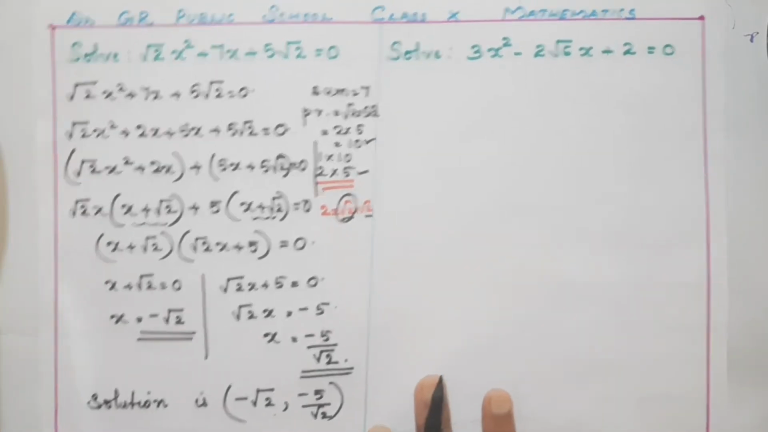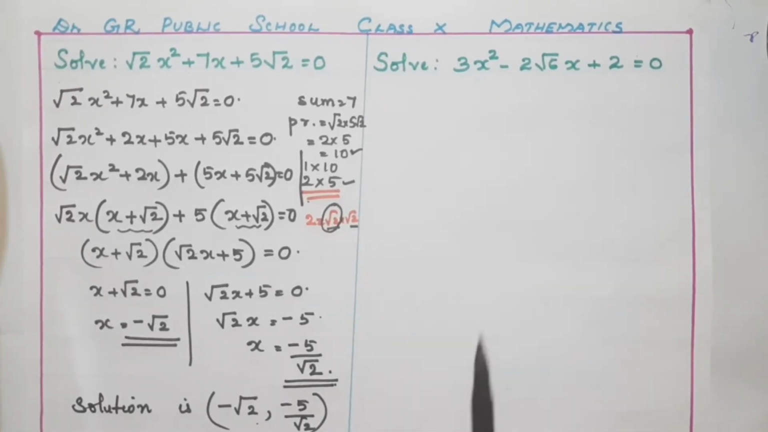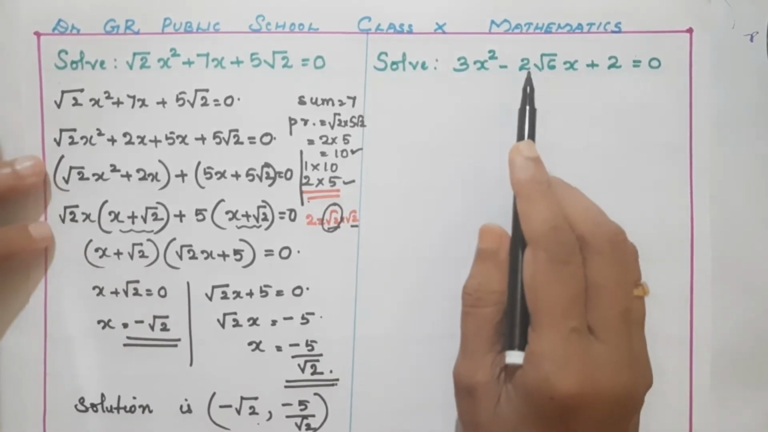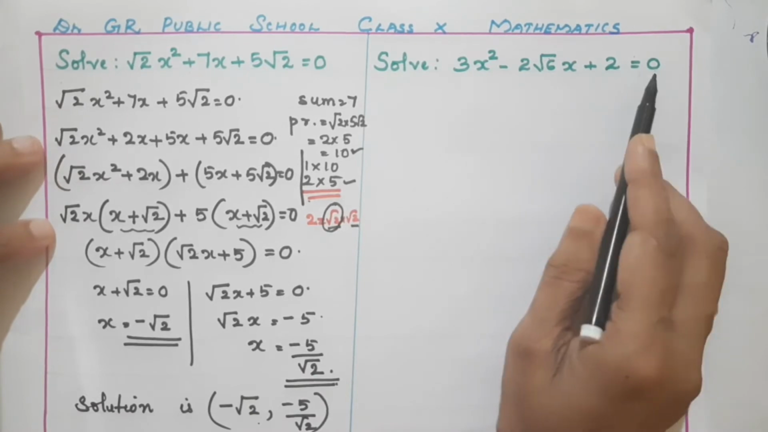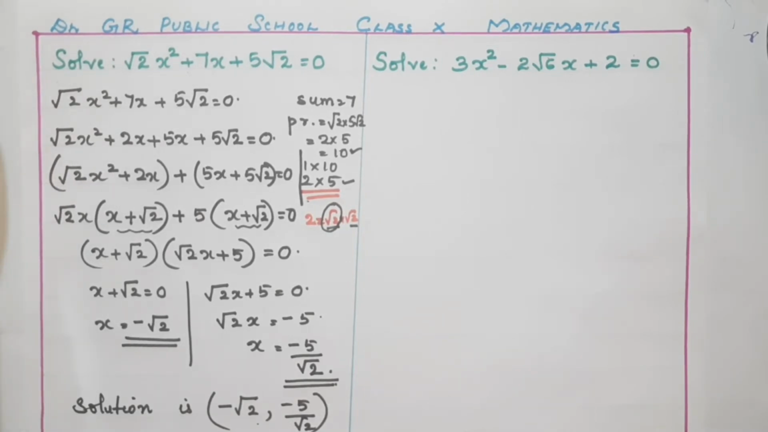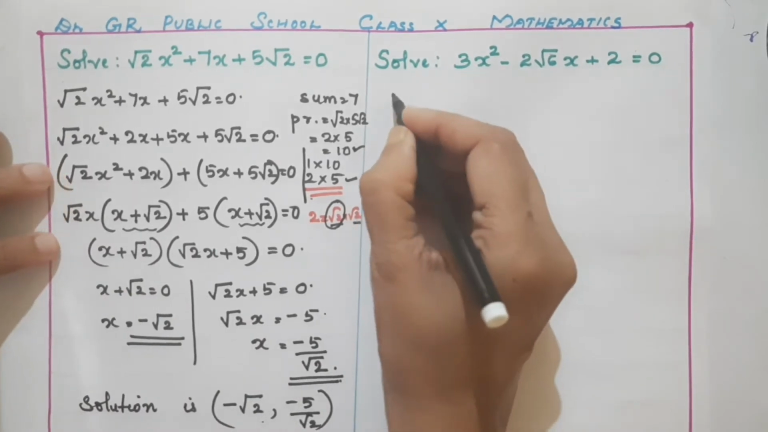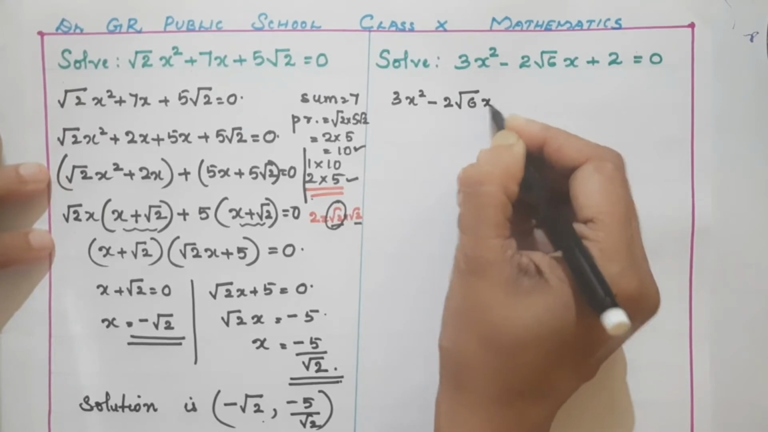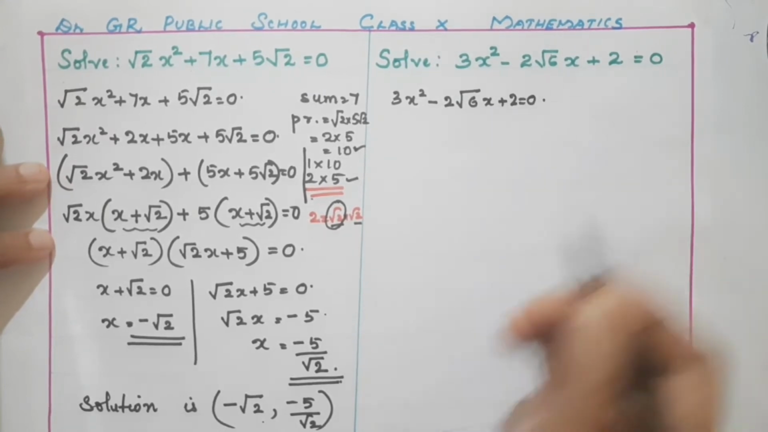Okay. Now come to the next question. Solve 3x square minus 2 root 6x plus 2 equal to 0. Here also we have irrational number as one coefficient. Isn't it? So, we have discussed this question. So, you can do this also very easily. What is our equation? 3x square minus 2 root 6x plus 2 equal to 0.